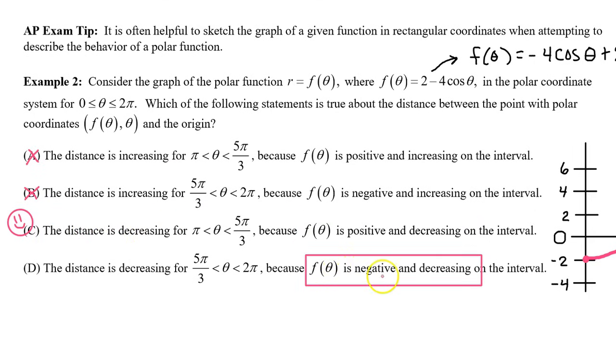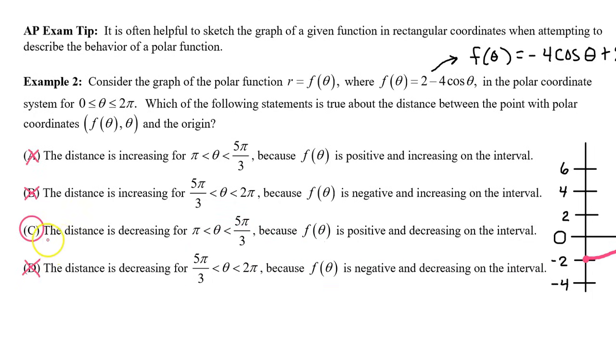If f is negative and decreasing, the distance from the origin will be increasing. When these sort of sound the same, the distance should be increasing, not decreasing, so we know D is not going to be the answer without even looking at the graph.